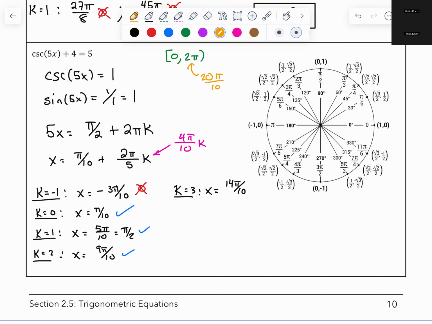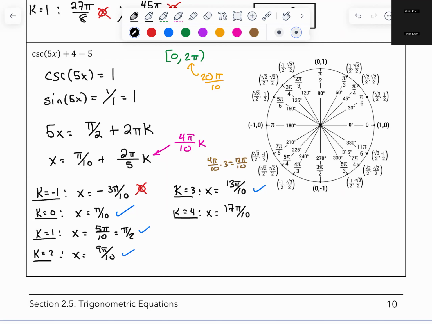How do we get 14 pi over 10? So 3 times 4 pi over 10 gives me 12 pi over 10. And so adding 2 more pi. Oh, 13 pi, 13 pi over 10. Thank you for catching that. And that is in the interval. And I think we'll get one more, and that'll be it. X equals 17 pi over 10.